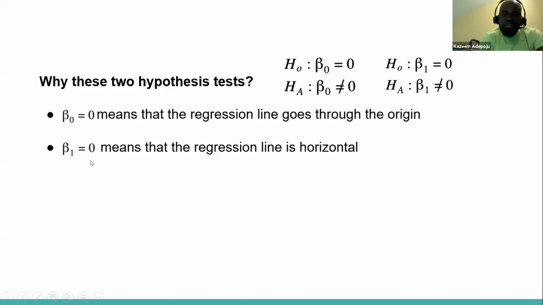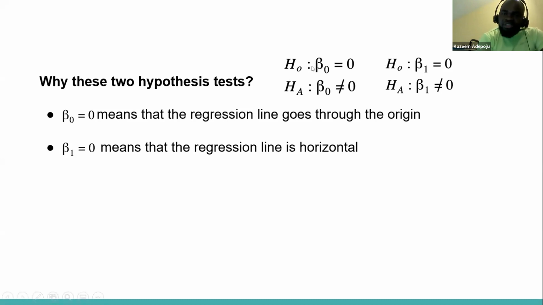You can see that now for beta 1 too. If beta 1 equals 0, the regression line is horizontal, so we are saying you cannot use a diagonal straight line; it's going to be horizontal. And horizontal means that when the value of X, the predictor, increases, what do you expect your response to be? The response does not change with the predictor, and it means the model actually collapses.